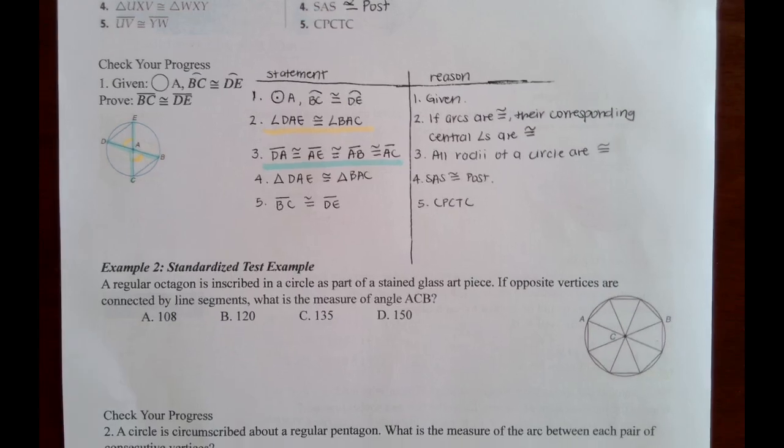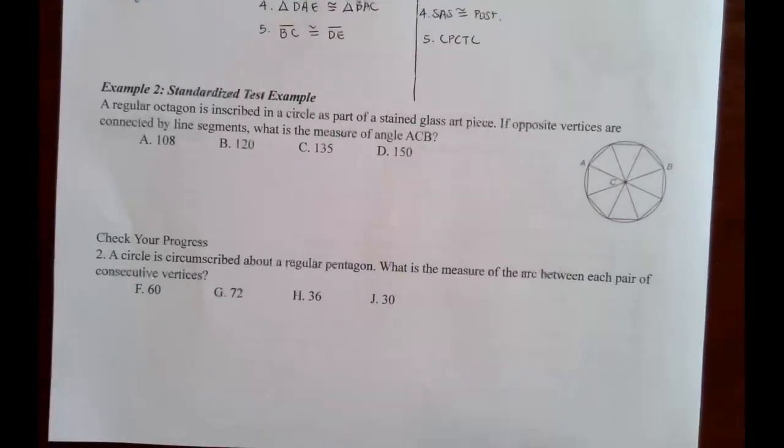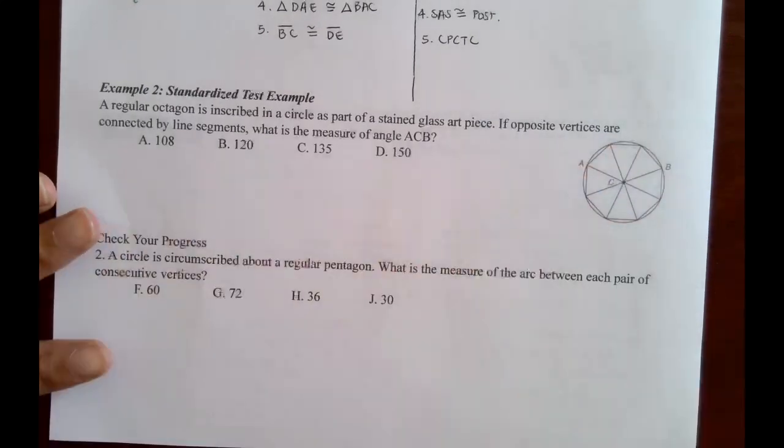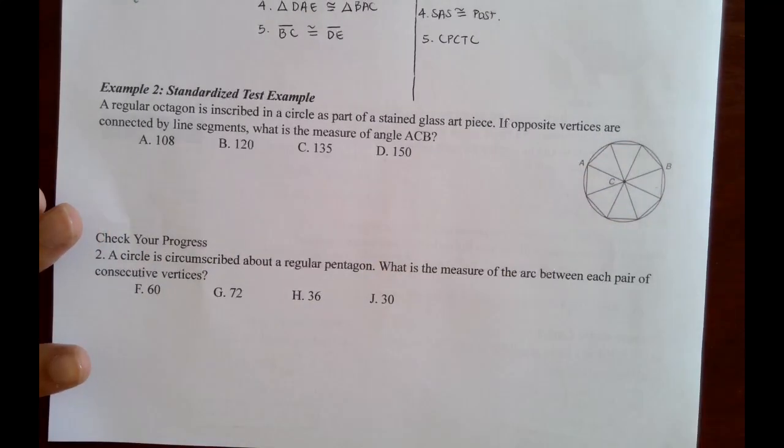Okay, so now let's move on to example 2. Here we have a regular octagon. Again, regular means that the side lengths are the same, as well as the interior angles. Here our regular octagon is inscribed in a circle. If opposite vertices are connected by line segments, we want to know what is the measure of angle ACB.